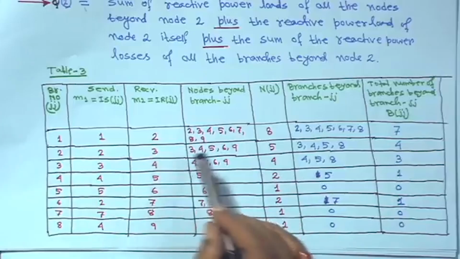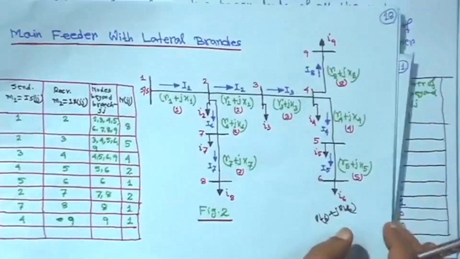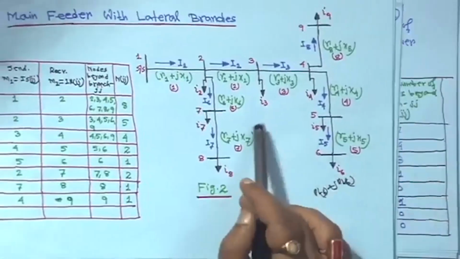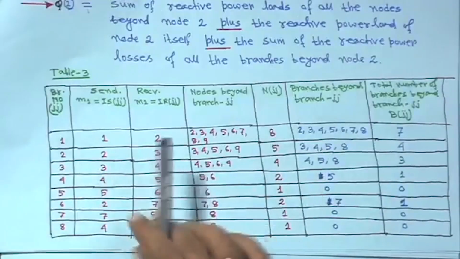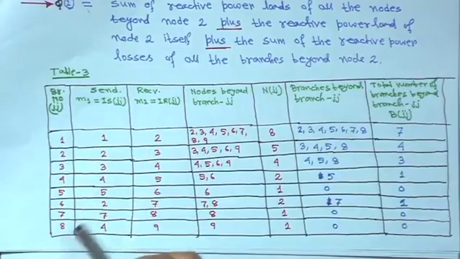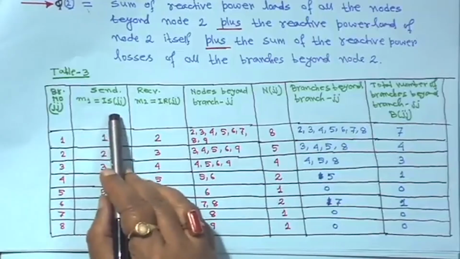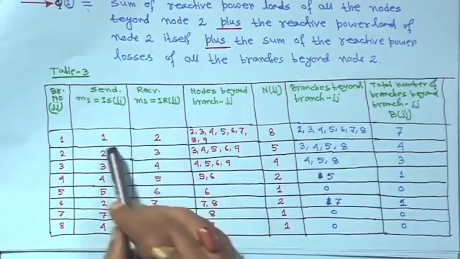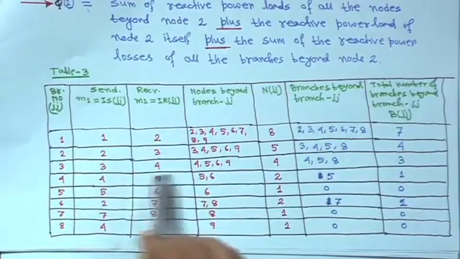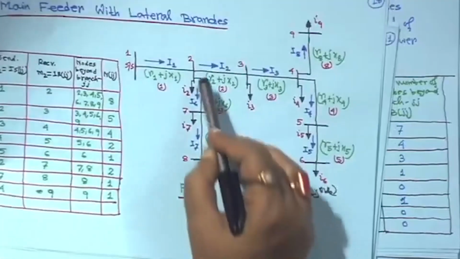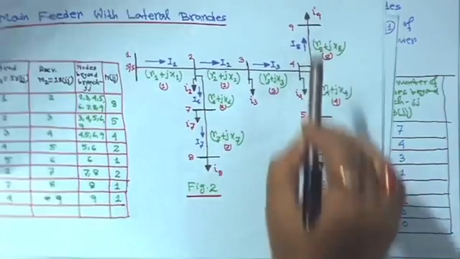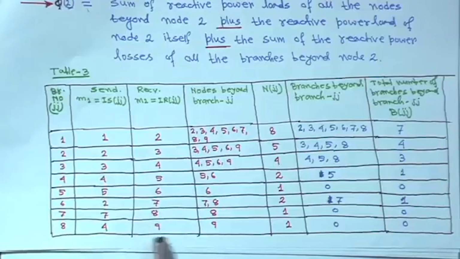So, for the same diagram, I have taken it such that it will be easy for you to understand. These are the branch numbers, 1 to 8, that we have seen. Sending node M1 is equal to ISJJ, M2 is equal to IRJJ, that we have seen: 1 to 2, 2 to 3, 3 to 4, 4 to 5, 5 to 6, then 2 to 7, 7 to 8 and then 4 to 9.